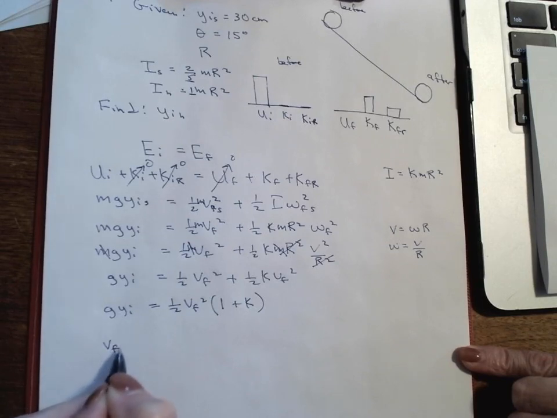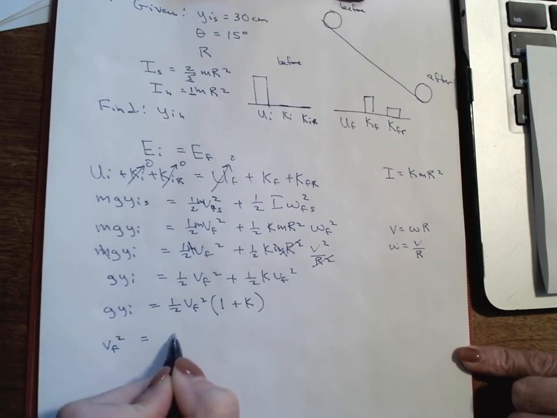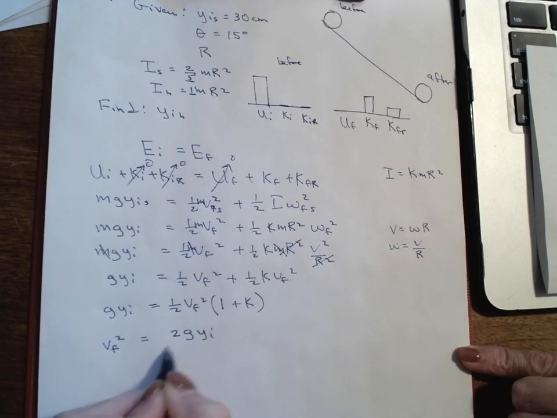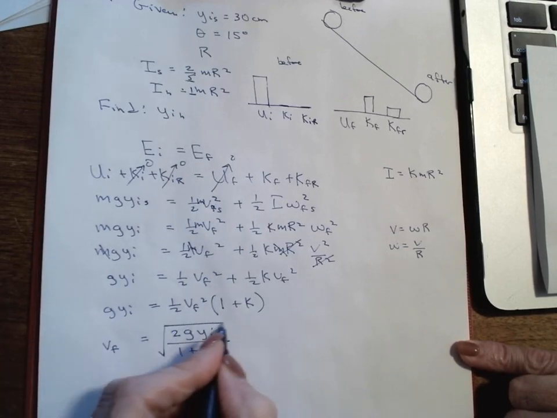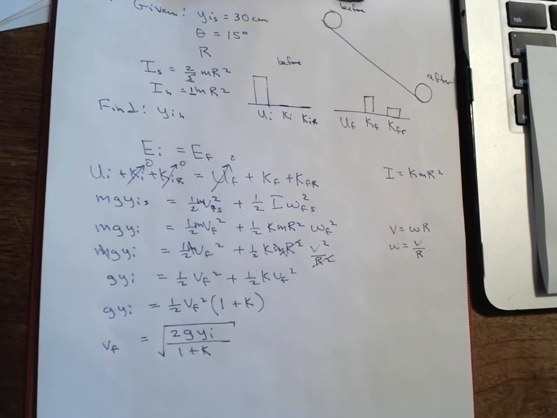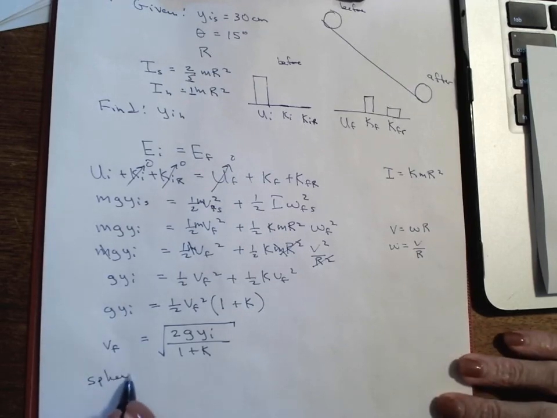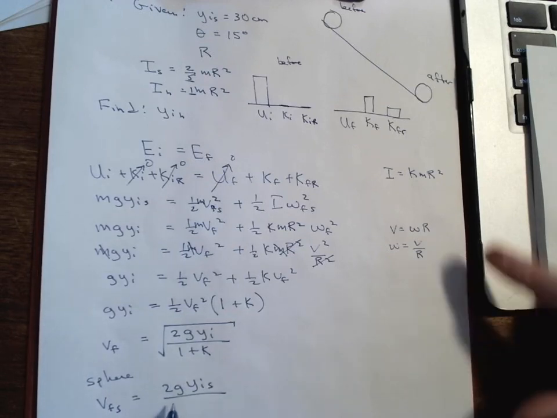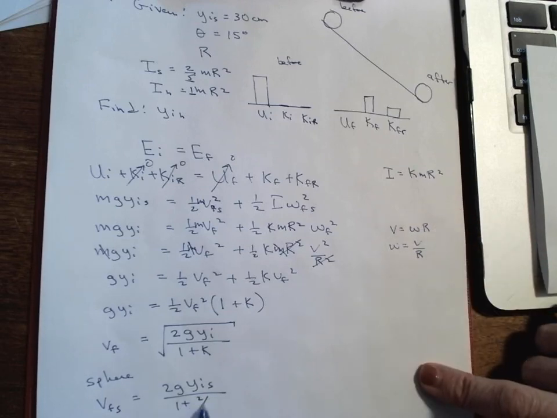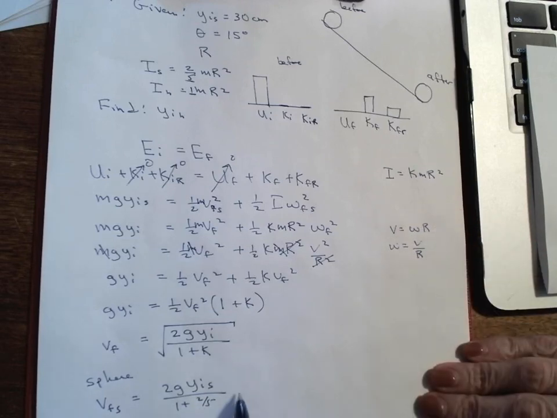So v final squared is equal to 2g y initial over 1 plus k. And then I know that's a square root, so I'm going to take the square root. Okay, so that's my velocity. And now to say that it's for the sphere, velocity final for the sphere is equal to 2g y initial for the sphere over, now for the sphere it's going to be 1 plus 2/5.